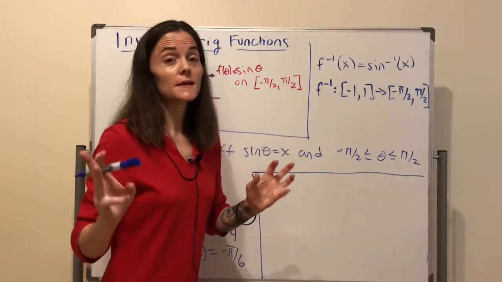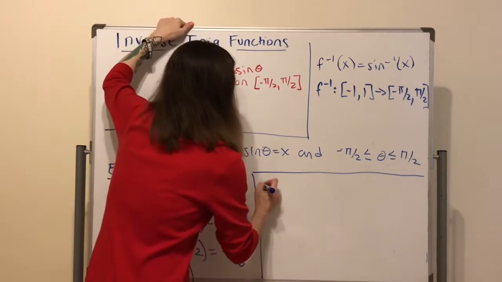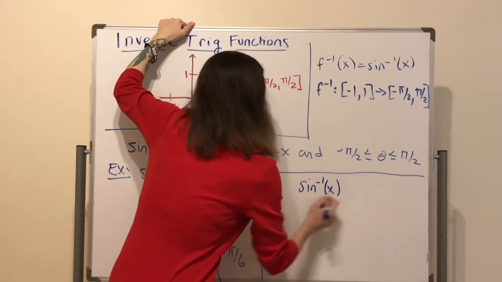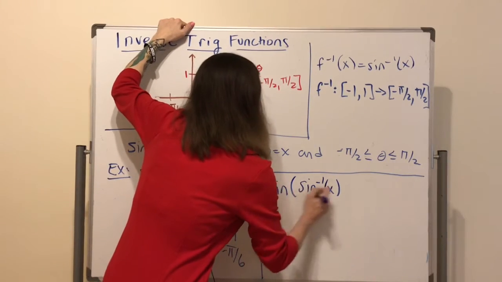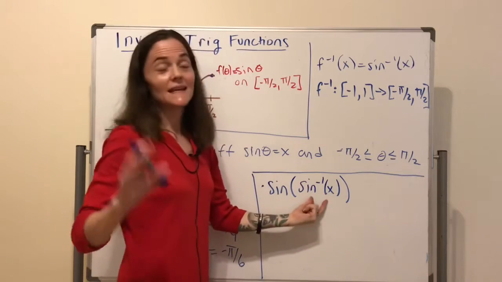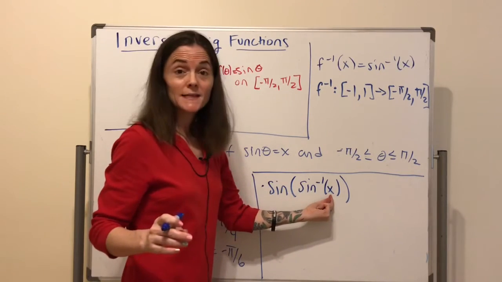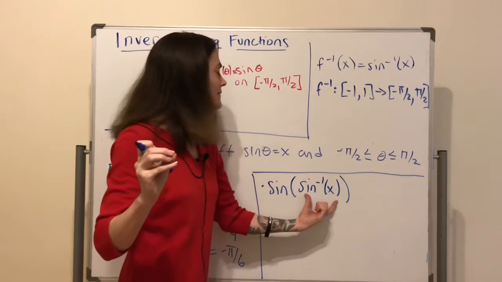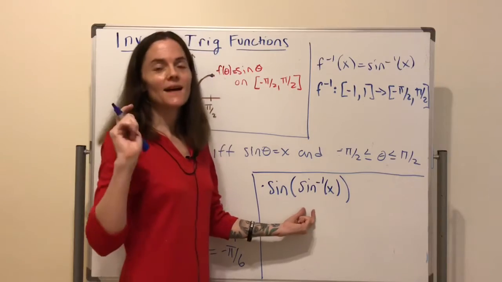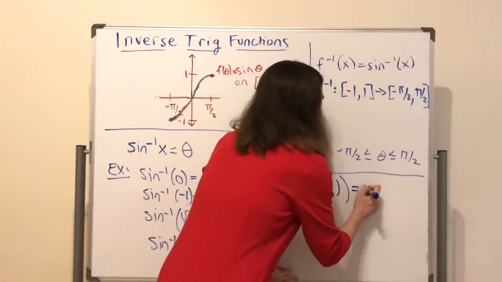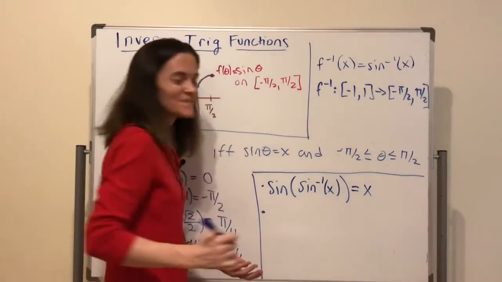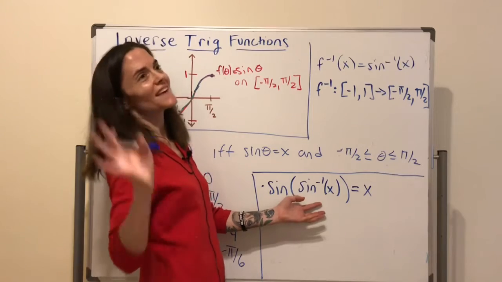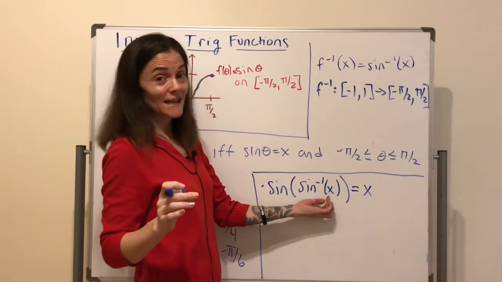Let's start with a number x between minus 1 and 1. If we first take sine inverse of x, this is a number between minus 1 and 1, then sine inverse gives you an angle. Then you take the sine of that angle, and we get back to x. So this holds on the domain of sine inverse.